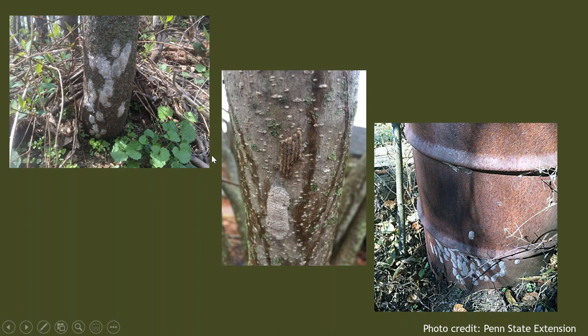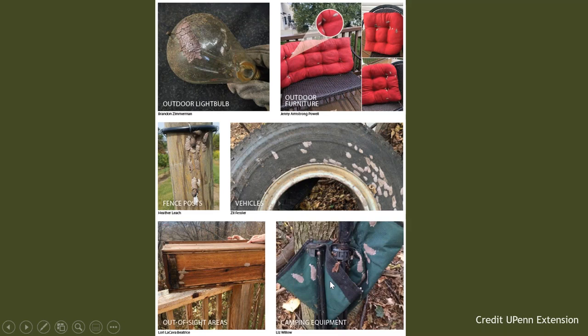This photo out of Pennsylvania from their spotted lanternfly checklist shows all the places they have found egg masses. Light bulbs, cushions that go on lawn furniture, including the underside of those cushions, fence posts, abandoned tires, people's outdoor camping equipment, firewood, bottom of a planting box that maybe you're not looking for. Pretty much any flat surface, you're going to find these. And that's why you can see all the different ways this insect can so easily spread.